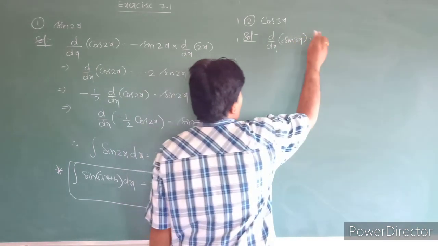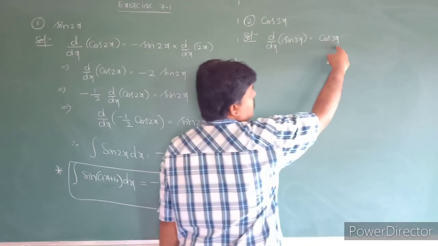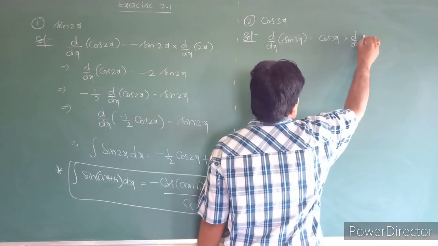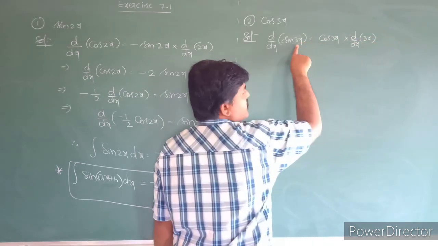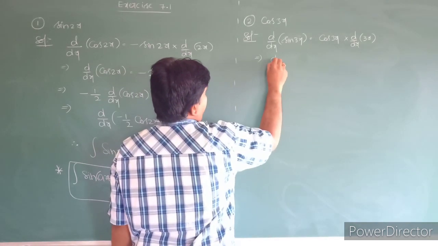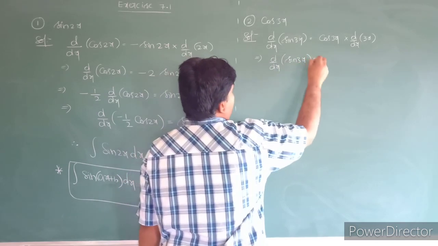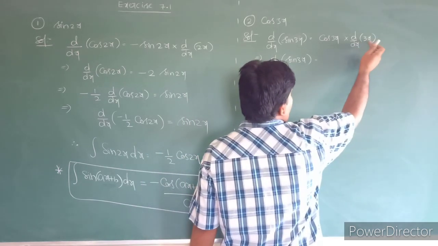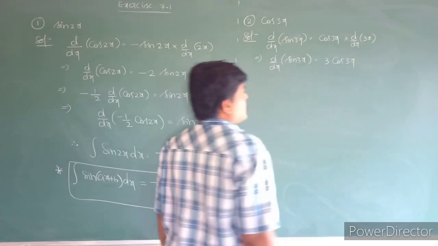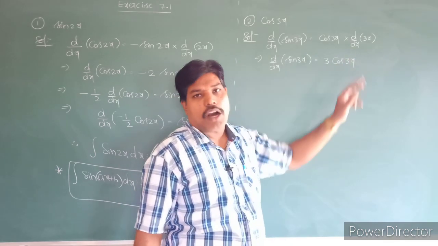So what is the sine derivative? Sine derivative is cos. Sine of f of x derivative is cos f of x into the derivative of 3x. Any function is there, you have to differentiate that function once again. So derivative of sine 3x is equal to 3x derivative, which is 3. So you will get 3 into cos 3x.